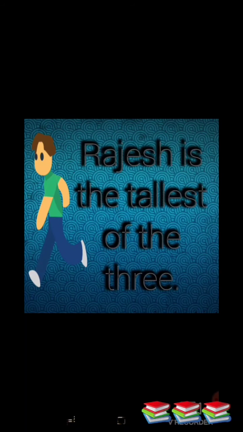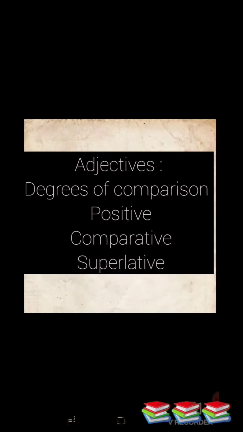Here I discuss the third sentence, that is, Rajesh is the tallest of the 3. It means Rajesh is being compared with more than 2 personalities. When we discuss more than 2 personalities, more than 2 things, more than 2 groups, and we are comparing those groups, that comes under the superlative degree of an adjective. So this is the topic of today's discussion.